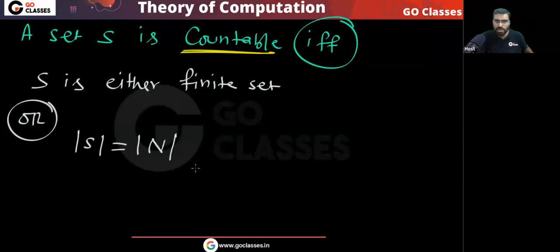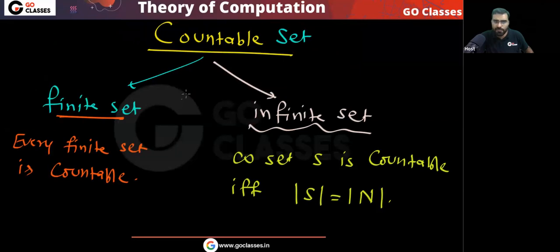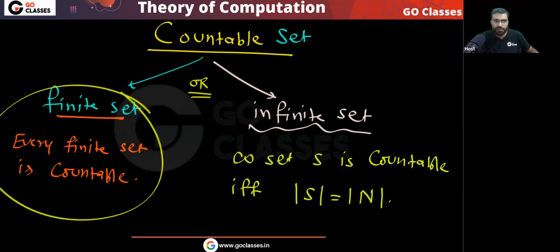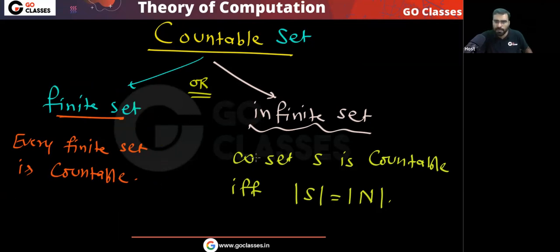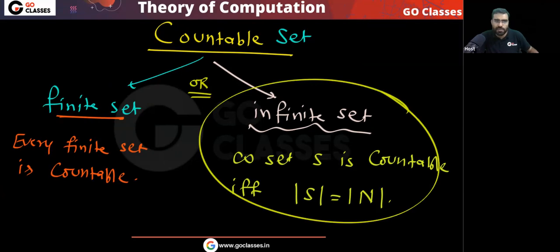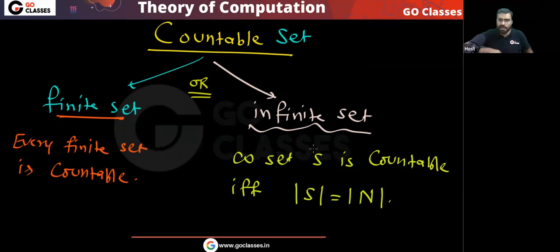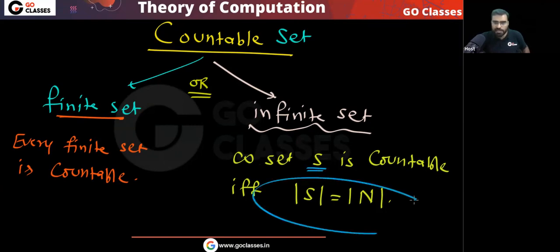I hope you understood. Remember, a countable set can be finite, and it can be infinite also. Every finite set is countable. That is a very simple point. Also remember, when can I say an infinite set will be countable? An infinite set S will be countable if it has the same size as the set of natural numbers. This is the definition of a countable set. I hope you understood. Let's see some examples.